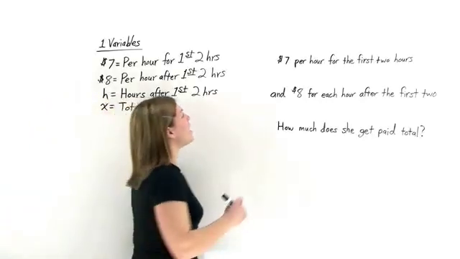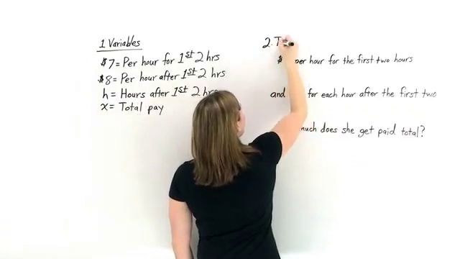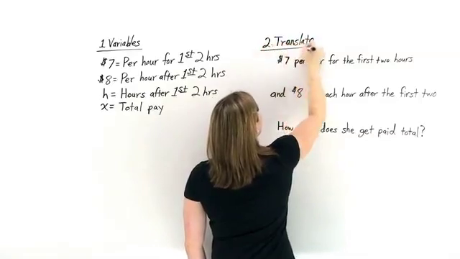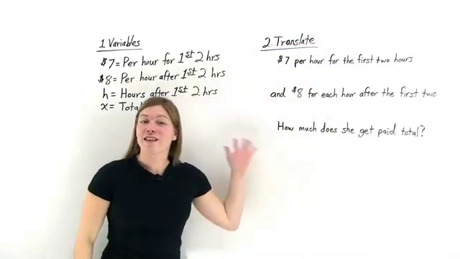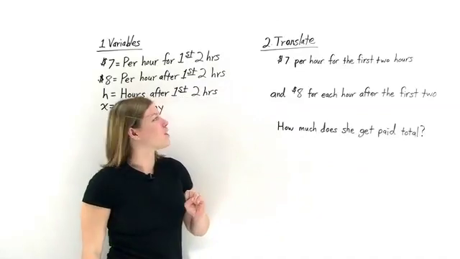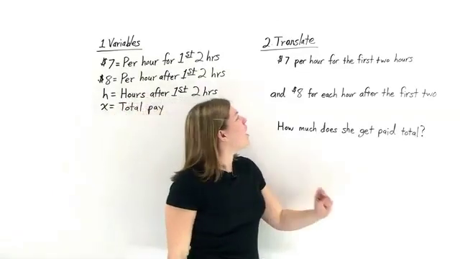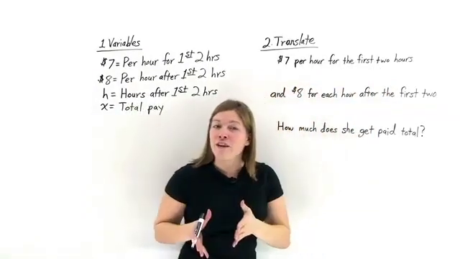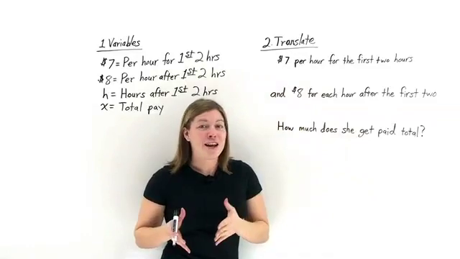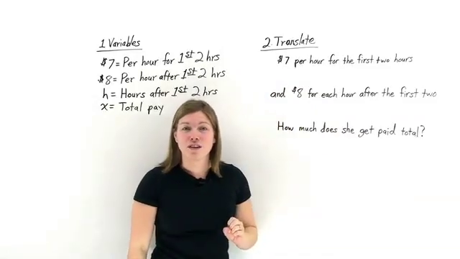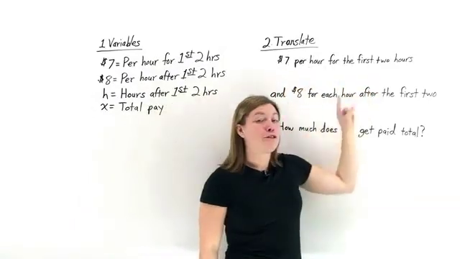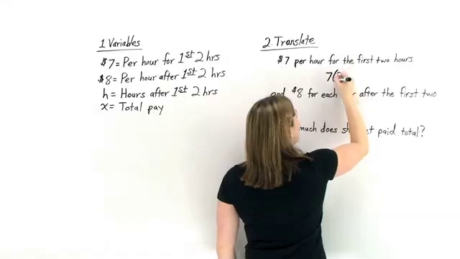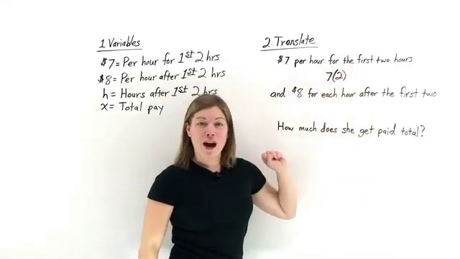Our next step is to take a look back at our problem and see if we can turn the words in our problem into a mathematical expression. So, let's see if we can translate these words into mathematical expressions. First, we know that Mariana charges $7 per hour for the first 2 hours. Well, if she charges $7 per hour, we need to take 7 times the number of hours that she's worked. It's $7 per hour for the first 2 hours, so we need to take $7, the amount that she gets paid, times 2 for the first 2 hours.